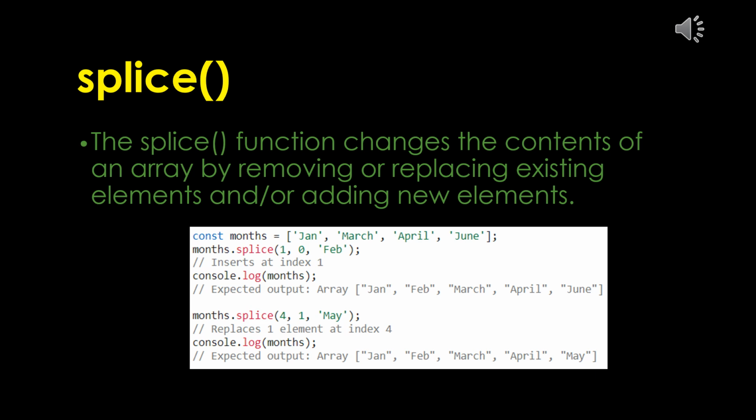So months.splice(1, 0, 'February'). It will insert at index 1. The element at index 1 is now March, so the splice happens at the index of March, and the 0 means no element is removed, and February is inserted. And next one is months.splice(4, 1, 'May'). So the fourth position, after April, will have May pasted in.